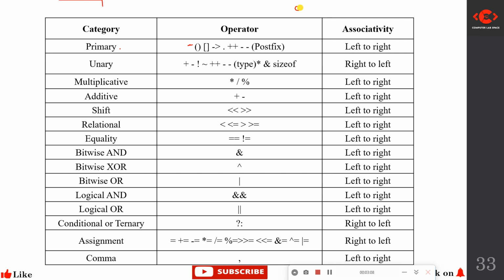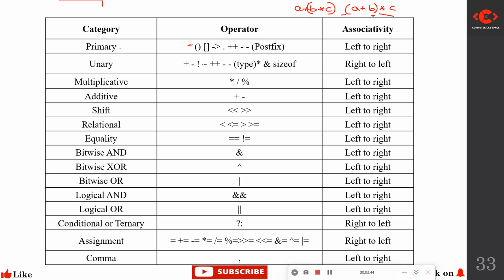For example, if the expression is a plus b into c, and b into c is in brackets, or else a plus b is in brackets, the first priority goes to the brackets. Whatever expression is inside the bracket needs to be evaluated first, and then we solve the rest. I will take up problems on this in this video next, and we'll solve that.